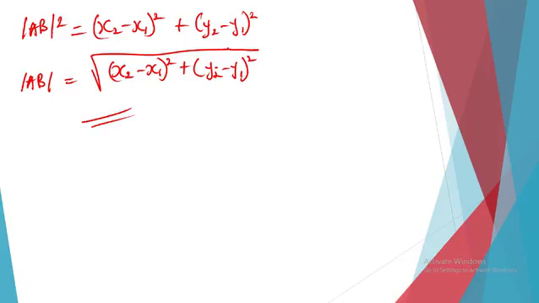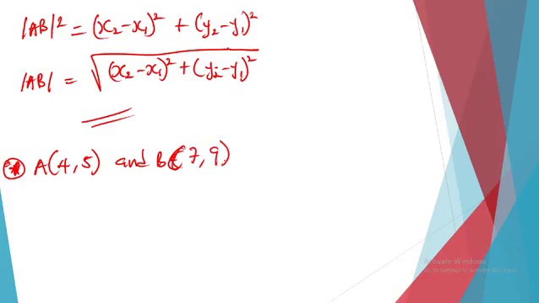So assuming we are given, number 1, A to be 4,5 and B to be, let's say 7,9, and we are asked to find the distance between the 2 points. So what we need to do is that we write down the values of our x1, x2, y1, and what? y2. Our x1 is 4. This is x1, y1, x2, y2. Our x2 is 7. Our y1 is 5. Our y2 is 9.